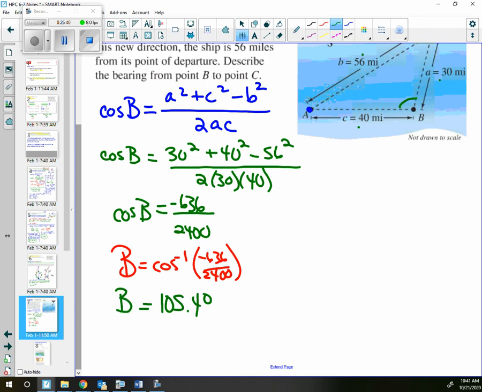We could also do degrees, minutes, seconds, right? So we could talk about that. We could get as precise as we want to with that. So we could do degrees, minutes, seconds, which is probably in navigation what they would do, or just round it to decimal right now just to have that. So we have about 105.4. That's the whole angle B.